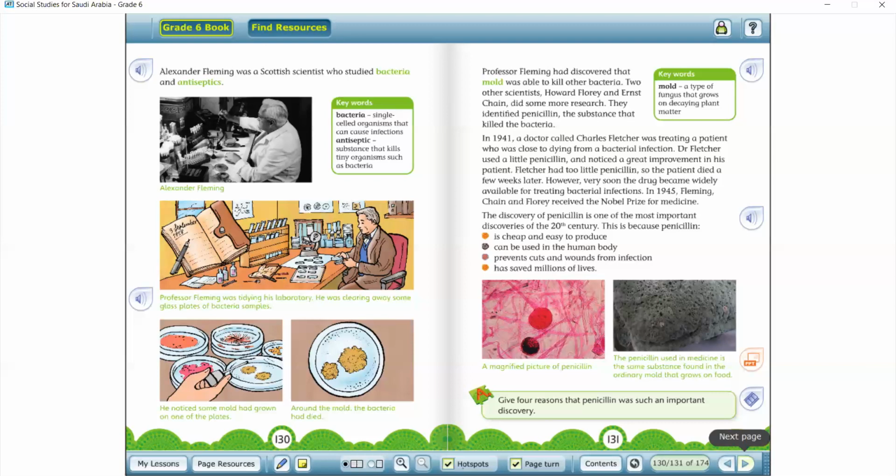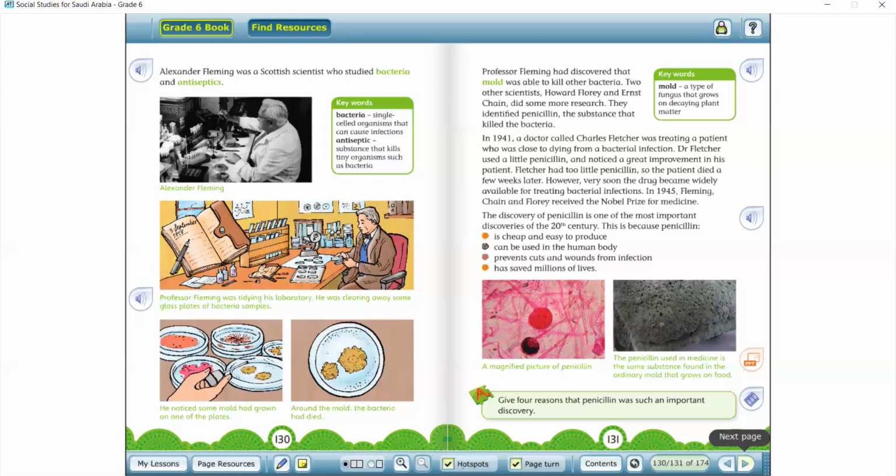And then the second picture, Professor Fleming was tidying his laboratory. He was clearing away some glass plates of bacteria samples, okay? So there he's sorting everything. And then at the bottom, there are two pictures. He noticed some mold had grown on one of the plates, as shown in the picture. And the other one says that around the mold, the bacteria had died. So it shows one side is alive, the other side is dead. Obviously they have to use antiseptics to kill the bacteria.